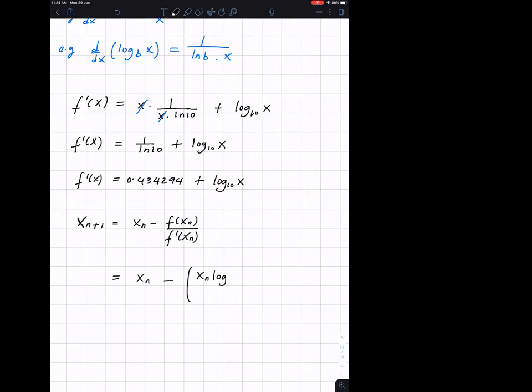I'm just going to put log for log base 10. So these things are basically the same as log x. These are the same as log x. It's understood, it's log base 10.